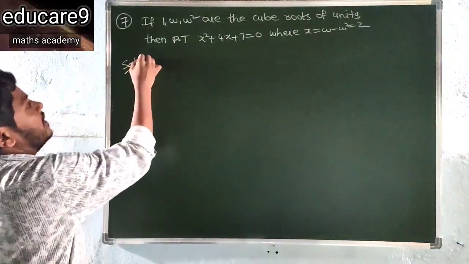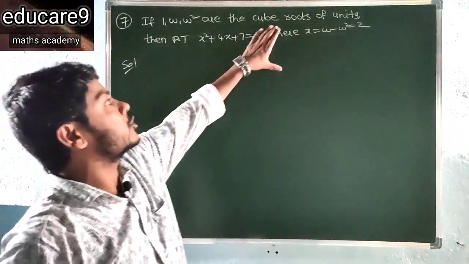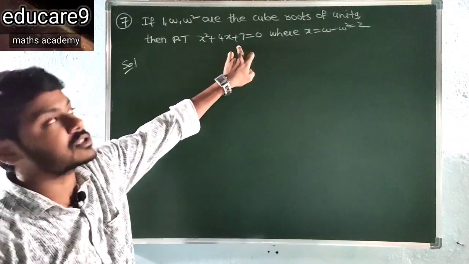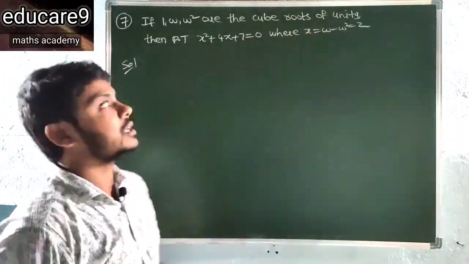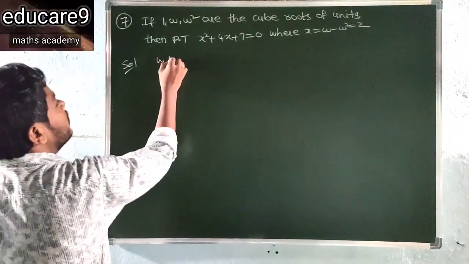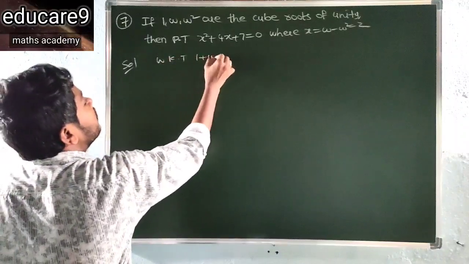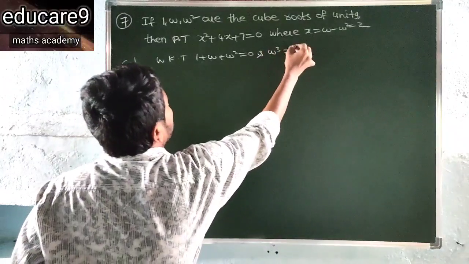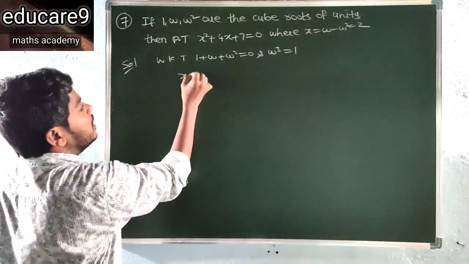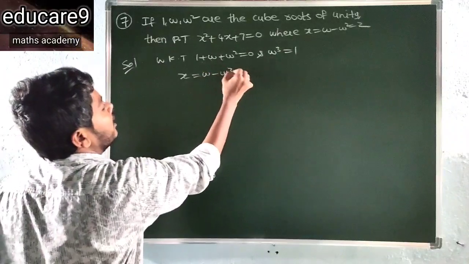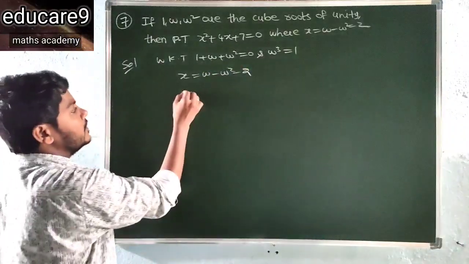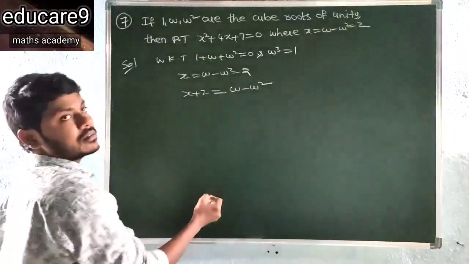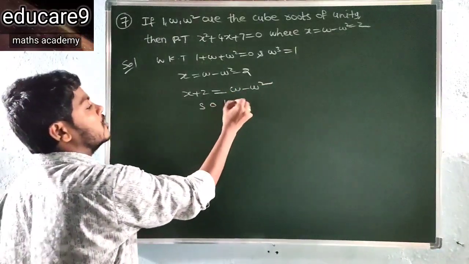So see the question number 7. Here 1, omega, omega square are cube roots of unity. Then prove that x square plus 4x plus 7 equals 0, where x value is given. So see here, you know that 1 plus omega plus omega square is 0 and omega cube is 1. So here what is x value? Omega minus omega square minus 2. So from this x plus 2 is equal to what? Omega minus omega square. Now you are squaring on both sides.